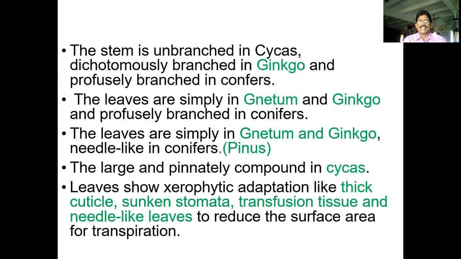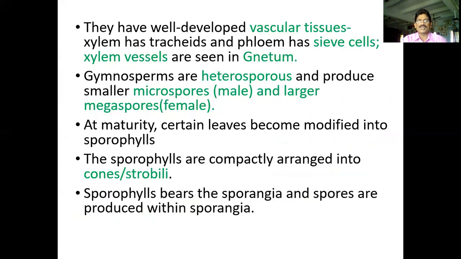There are large, pinnate compound leaves in cycas; you can identify the cycas by its large pinnate compound leaves. The leaves show xerophytic adaptation characters. The cuticle is thick in nature, with sunken type of stomata. So the transverse tissue and needle-like leaves reduce the surface area for transpiration.